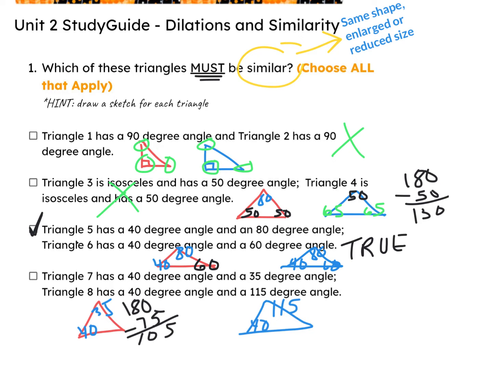Then on triangle 8, I'm going to do 115 and 40, which is 155. So let me subtract that from 180 to see what that last angle is. And that is 25. So these are not similar because they both share the 40-degree angle, but our other angles do not match up. So the only one that for sure works is the third one.